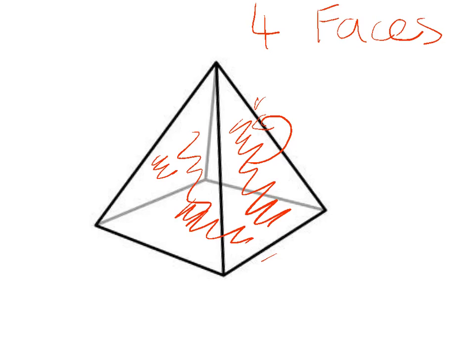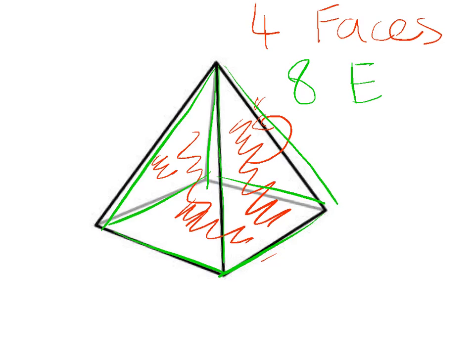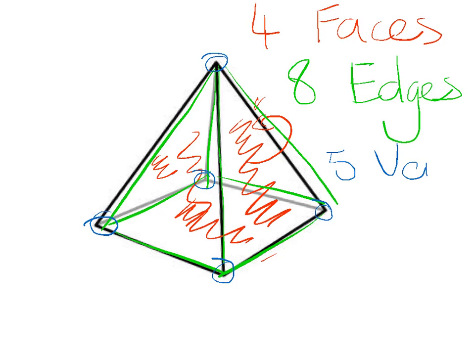Okay, now let's look at edges. So remember, edges are where 2 faces meet. So here's 1, 2, 3, 4, 5, 6, 7, 8 edges. And for vertices, remember a vertex is a corner. We have 1, 2, 3, 4, 5 vertices.